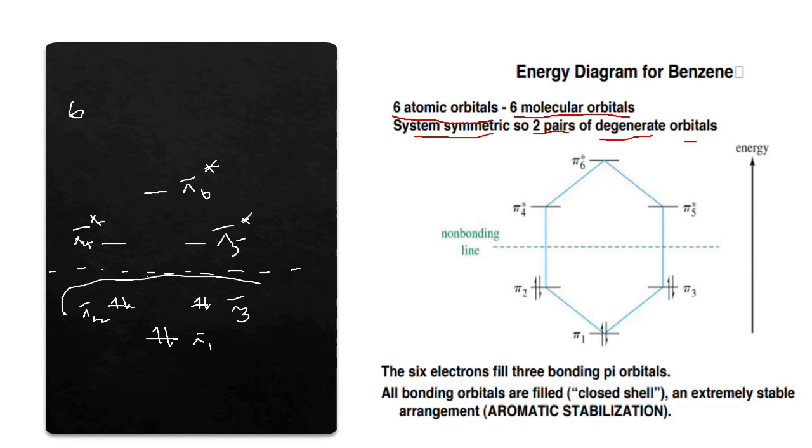This is what we call a closed shell because all bonding orbitals are filled, and this is considered to be an extremely stable arrangement. So when you construct a molecular orbital diagram and you come across a case where all the bonding molecular orbitals are completely filled, then the molecule is said to be extremely stable, and this extremely stable arrangement is what we call aromaticity.